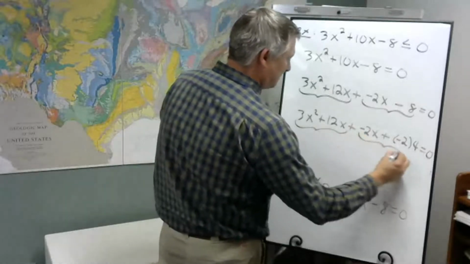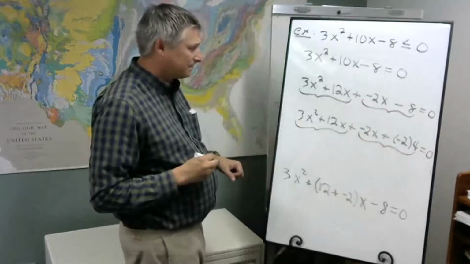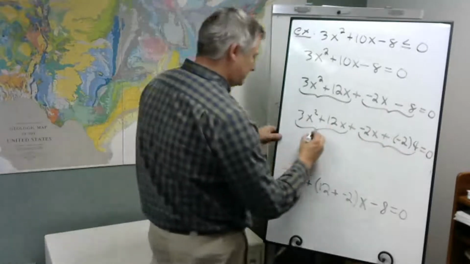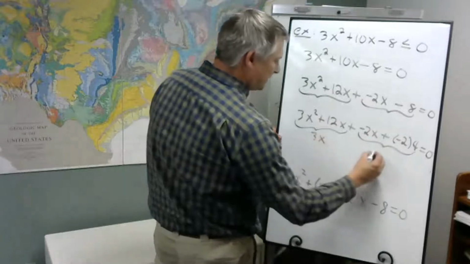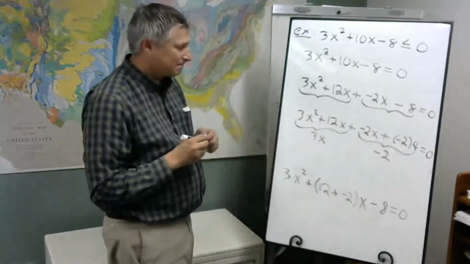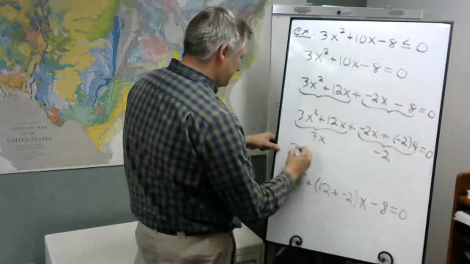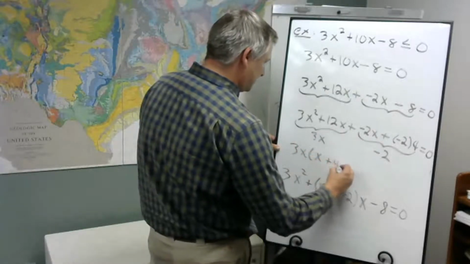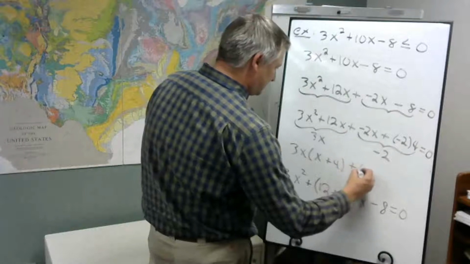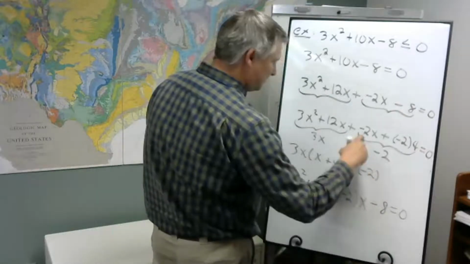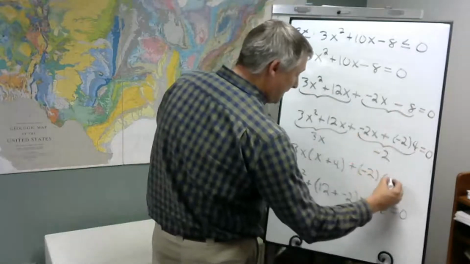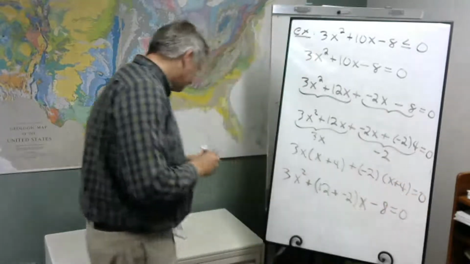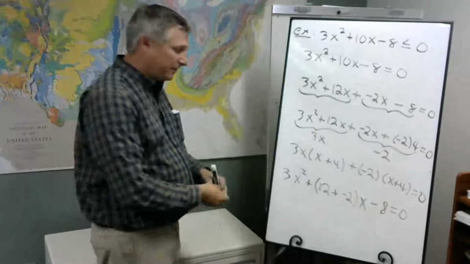So pair these up. Pair these up. I'm going to go for 3x and 3x. So I can pull out a 3x here. I'm going to pull out a negative 2 here. So there's 3x, x plus 4, plus negative 2, pull out negative 2, and we get left with x plus 4. Nice, that worked out.